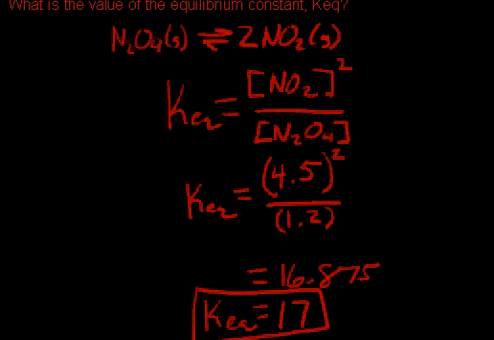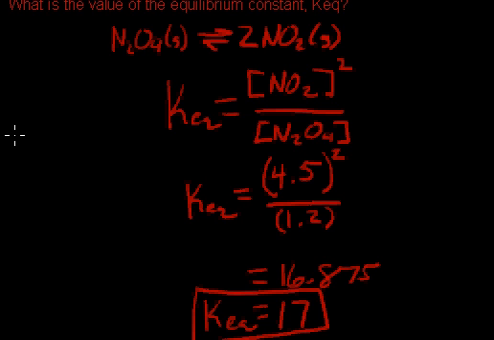And what this means is by being greater than 1, this means that we make more product than reactant. The numerator is greater than the denominator. And remember, the numerator is product. So by having a value of K greater than 1, that means that we have more product. If KEQ was less than 1, that would mean our numerator was less than our denominator. And that's how we would get a KEQ less than 1.